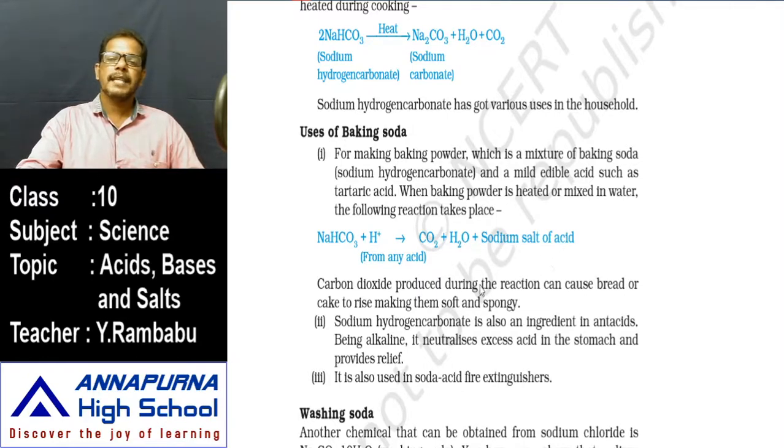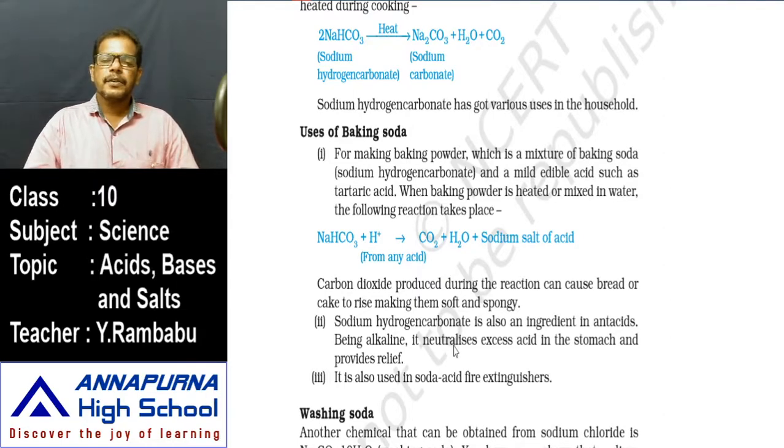What is the sodium salt of the acid? The acidic part present in the tartaric acid and sodium react with each other and sodium tartrate, the sodium salt of the acid, is produced. This sodium salt of the acid has a pleasant odor and taste. That's why these bakery items are very good in taste. Next, other uses of sodium hydrogen carbonate I have already told you. This is an ingredient in antacids. Antacids, available in the market, simply means opposite to acid.